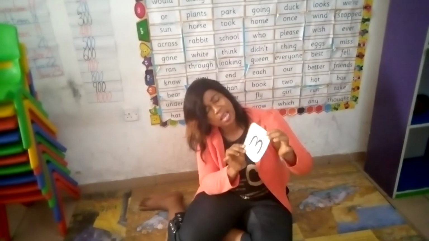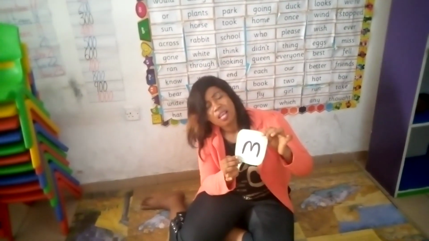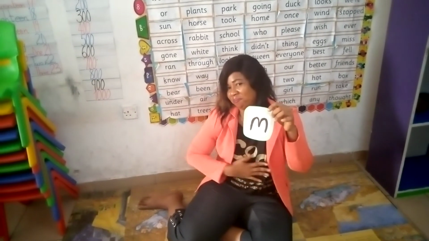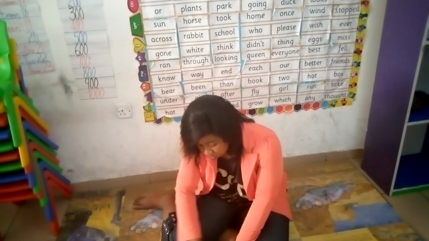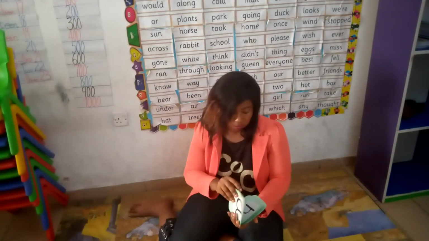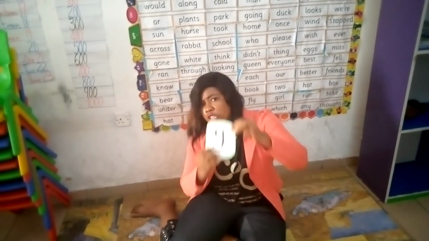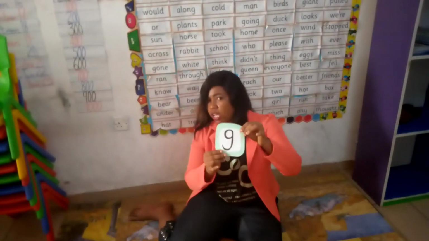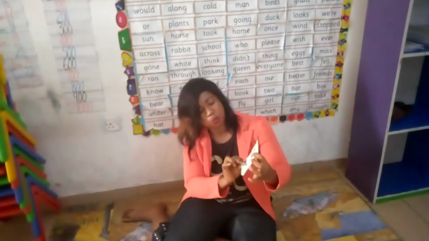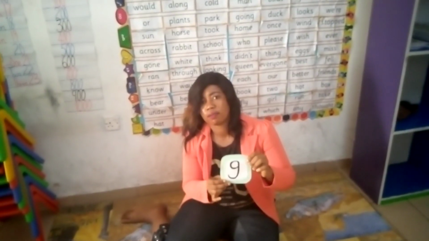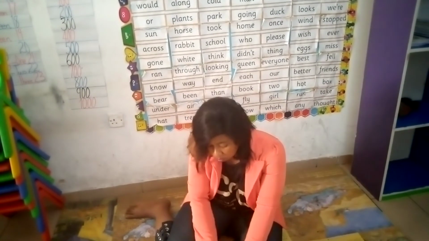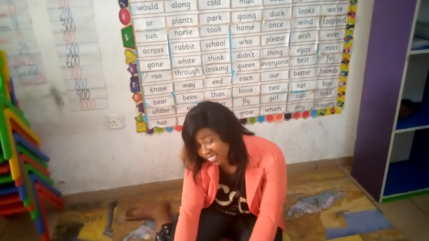M. What does M say? Good job. Let's see. Okay. What does the G say? The G says, beautiful. Bravo. G. G. G. Good job. So can you still remember our sound?